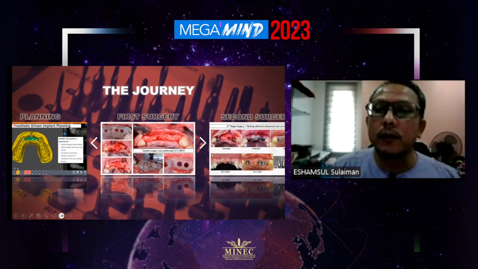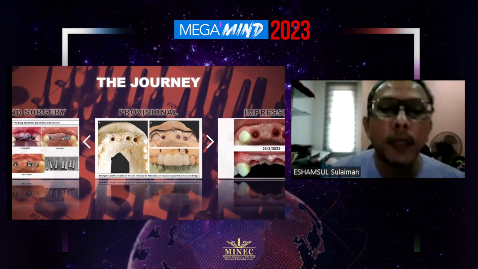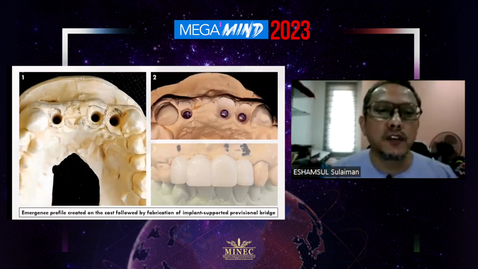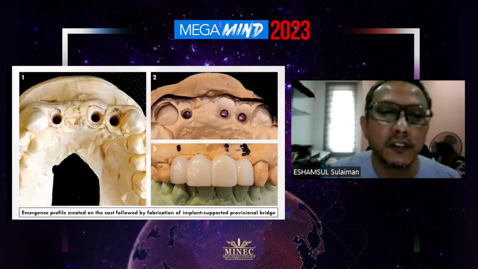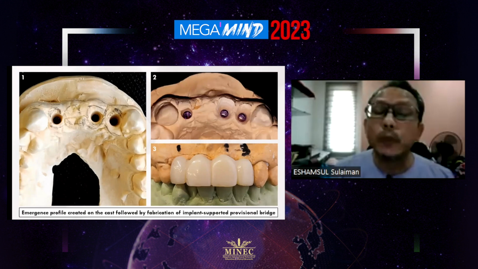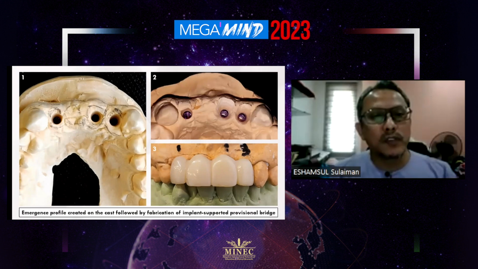So next, after the second stage surgery, it was the time for the provisional fabrications. Now, because the emergence profile of the soft tissue was around the healing abutment, it's deemed not suitable for the final emergence profile. Therefore, the impression was taken.